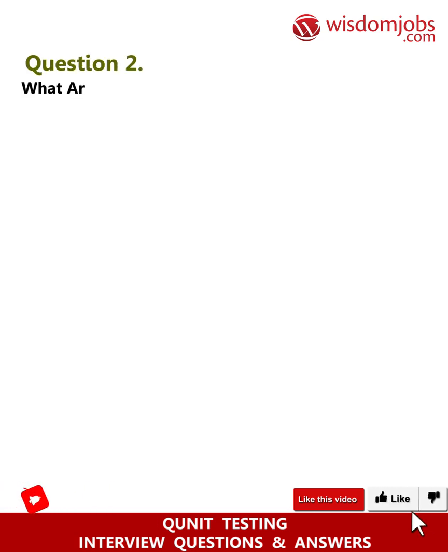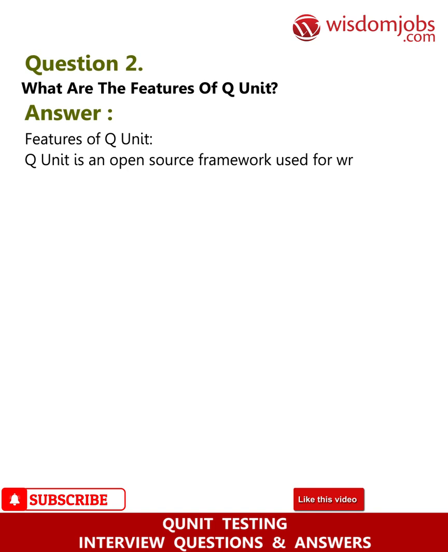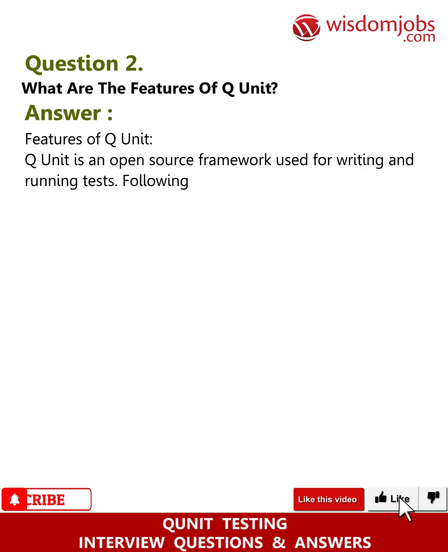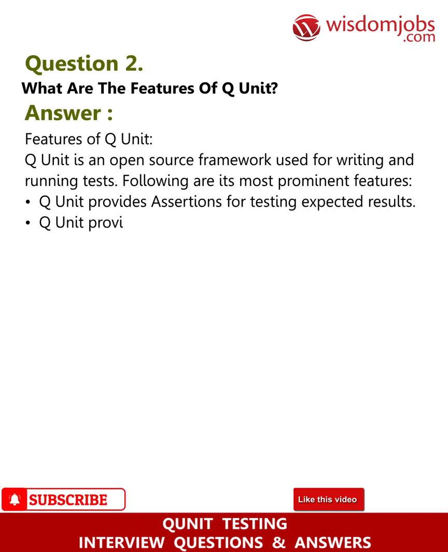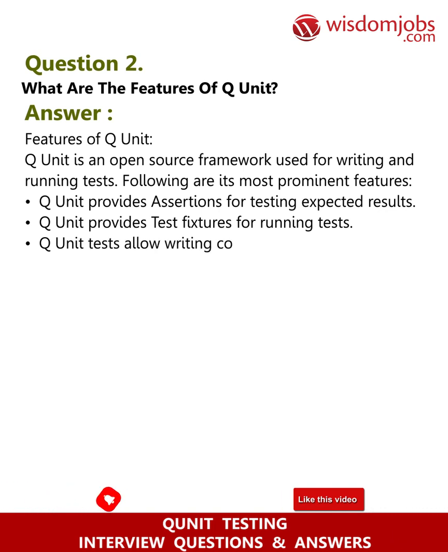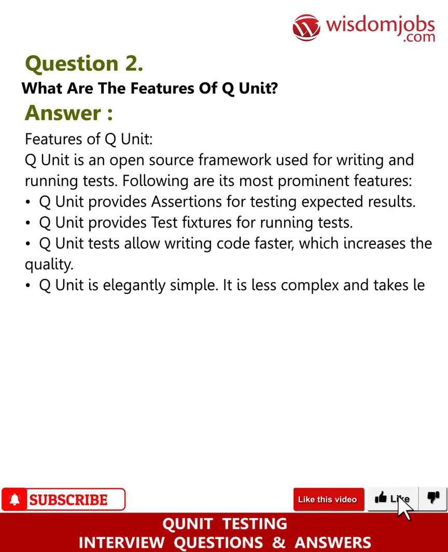Question 2. What are the features of QUnit? Answer. QUnit is an open-source framework used for writing and running tests. Following are its most prominent features. QUnit provides assertions for testing expected results. QUnit provides test fixtures for running tests. QUnit tests allow writing code faster, which increases the quality. QUnit is elegantly simple. It is less complex and takes less time.